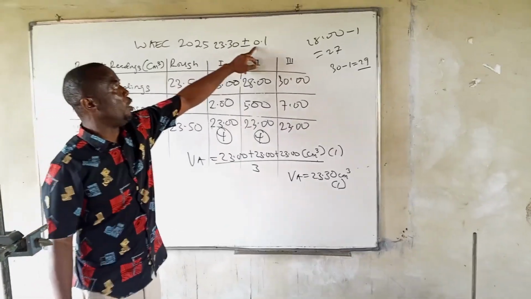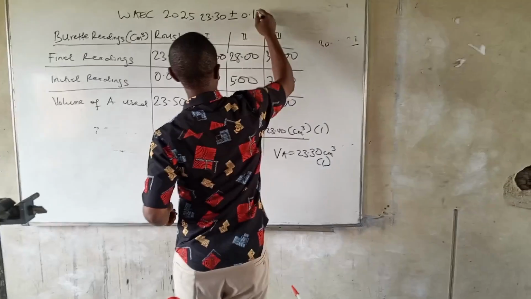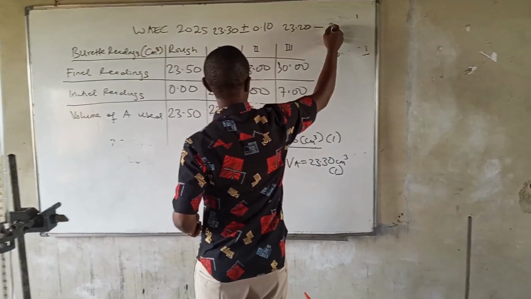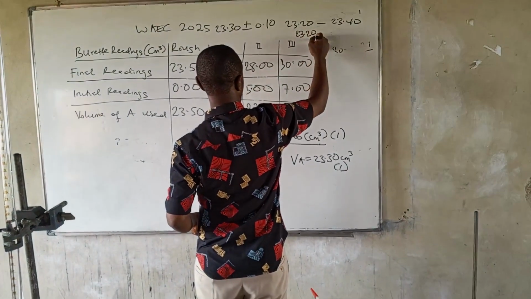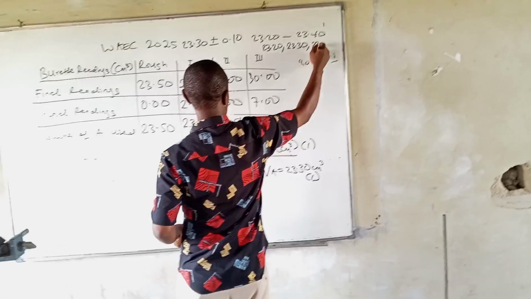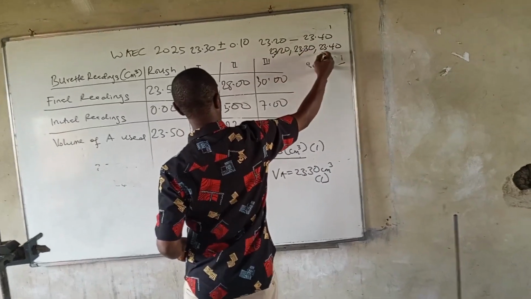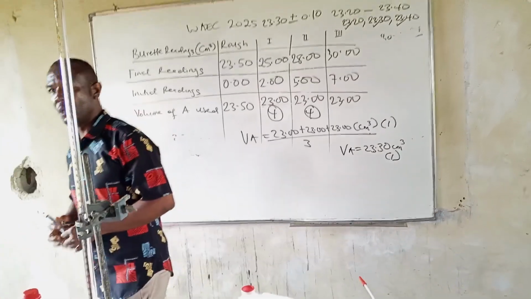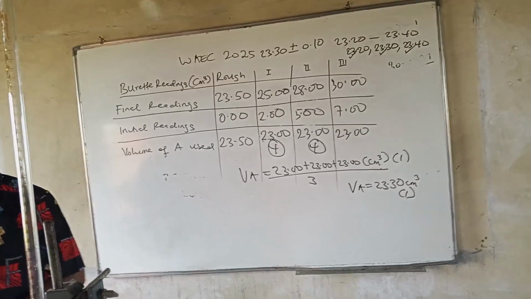What does that mean? Subtract 0.1 from this. What do you have? 23.20. Add 0.1, what do you have? 23.40. That means 23.20, 23.30, and 23.40. So if your reading is this, your endpoint, this or that, this will work for you in your school. So that is it. We'll now go to the calculations and look at what we can get from this.